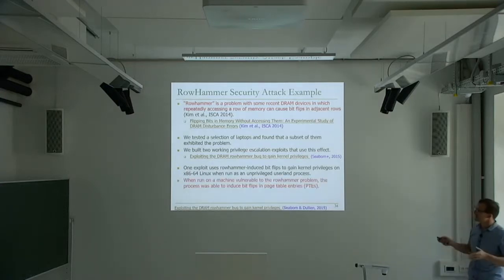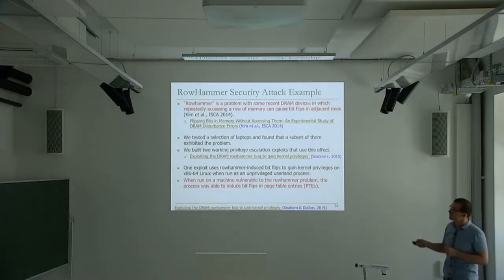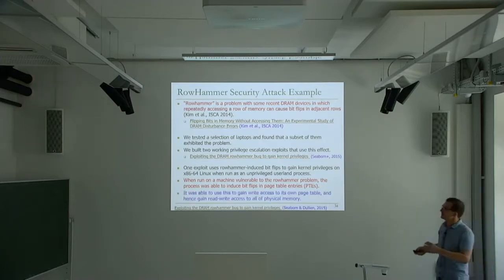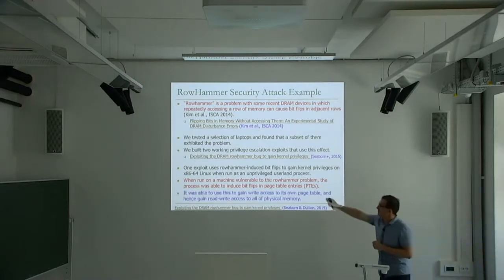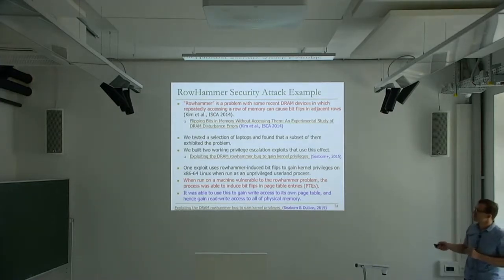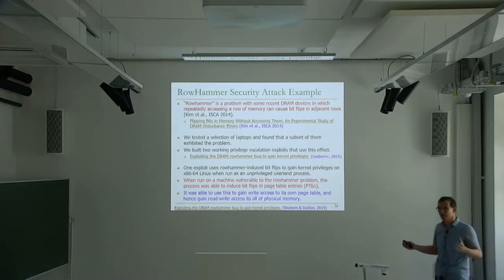And the way they did it is very nice. Basically, I'll give you the high-level idea. The process that's running was able to induce bit flips in the page table entries that point to its own page table. And by doing so, it was able to gain write access to its own page table by flipping the write bits. And once you gain write access to your own page table, and you know the page table structure, you can do anything to the machine, right?